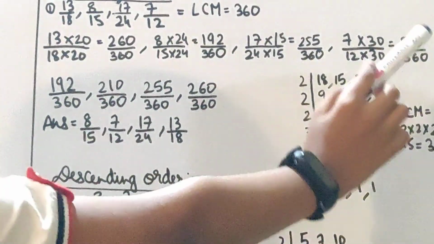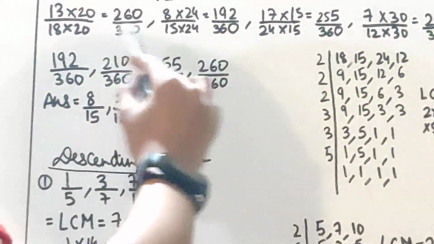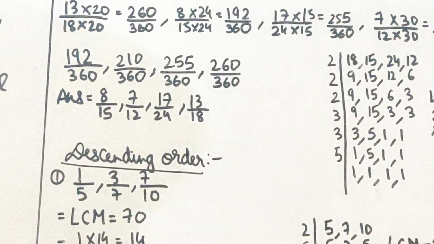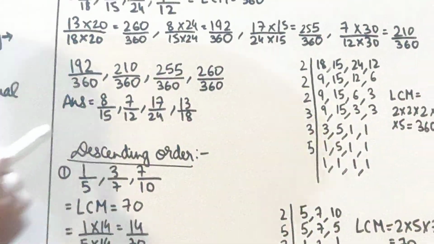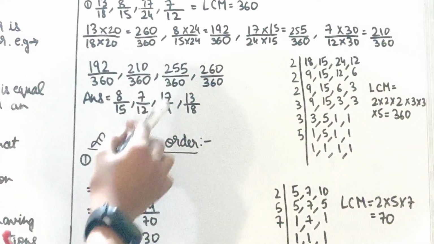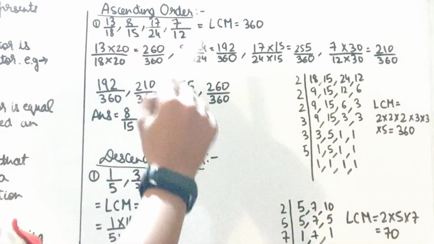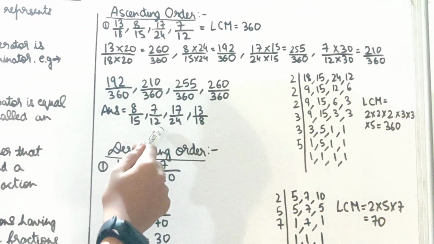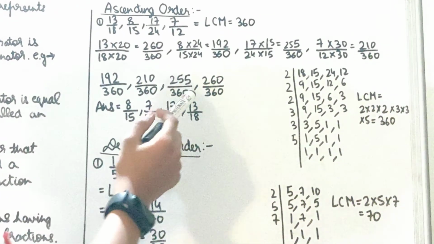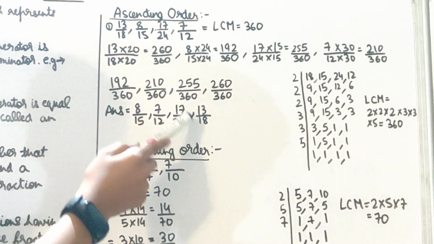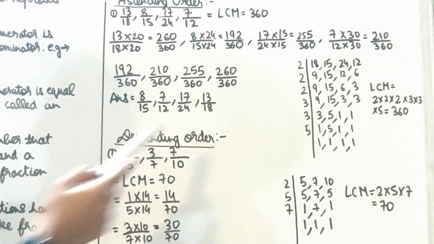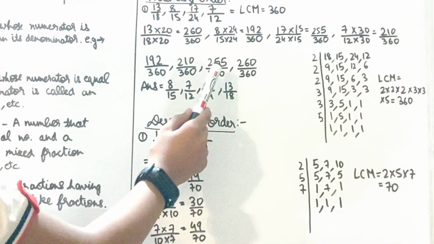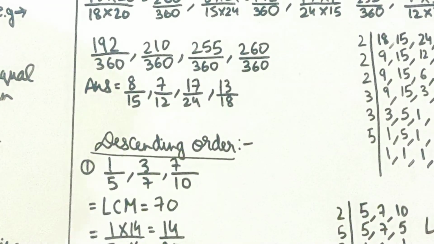Then like this only we have to do all the other fractions. Then we will get like fractions, then arrange them in ascending order easily. Then don't forget that we have to write them in original form also. That means 192 upon 360 was derived from 8 upon 15. 210 upon 360 was derived from 7 upon 12. 255 upon 360 was derived from 17 upon 24, and 260 upon 360 from 13 upon 18. So 8 upon 15, 7 upon 12, 17 upon 24 and 13 upon 18 is the answer.